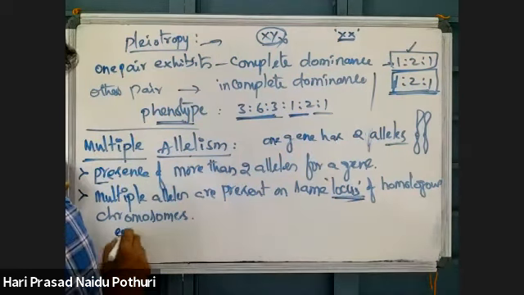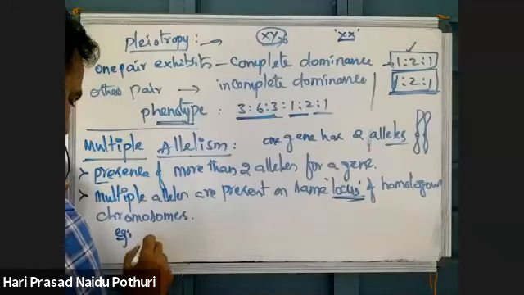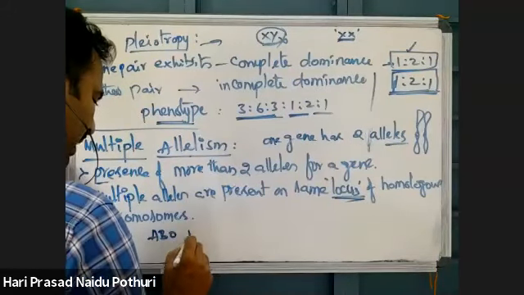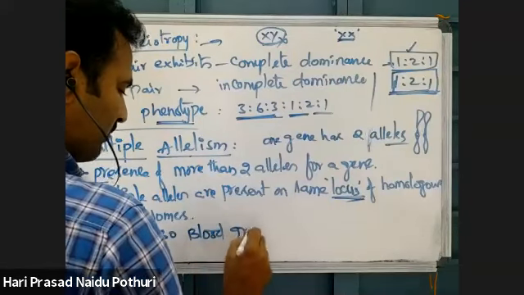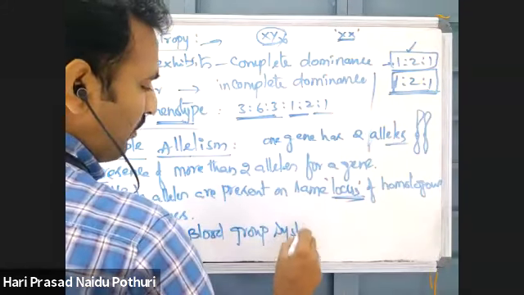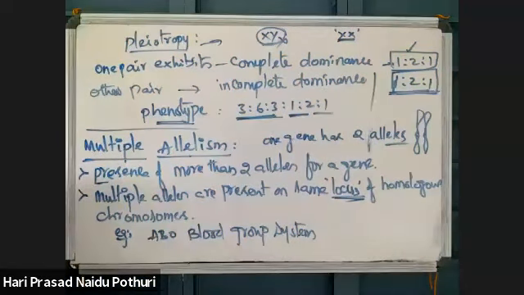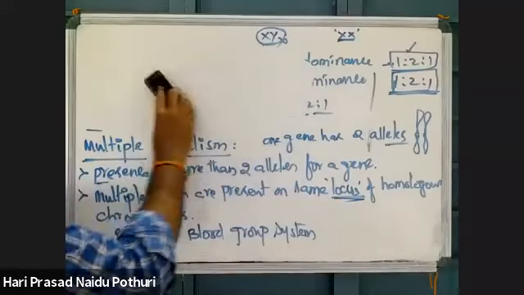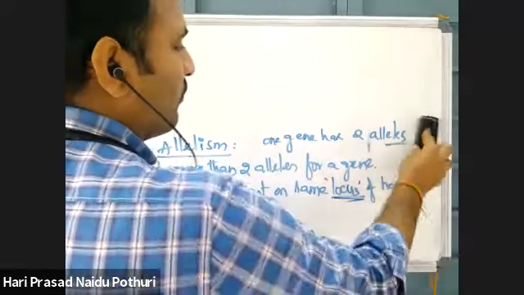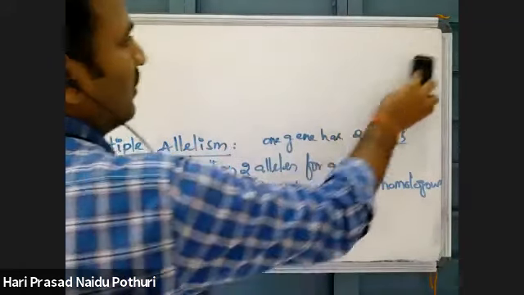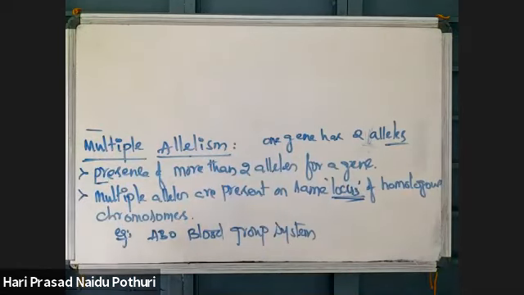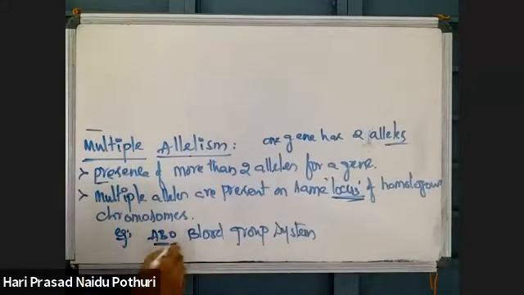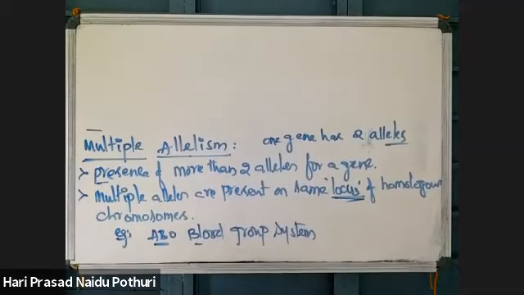A very well-known example of multiple allelism is the ABO blood group system. We already studied this ABO blood group system under codominance, where there is expression of both alleles.